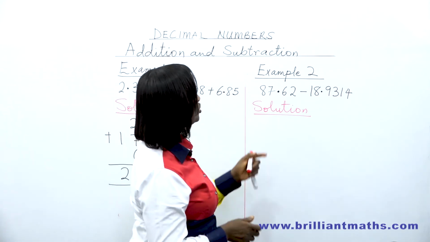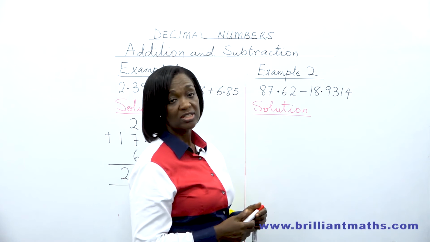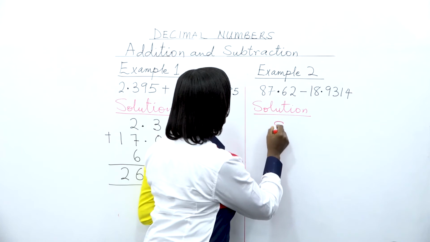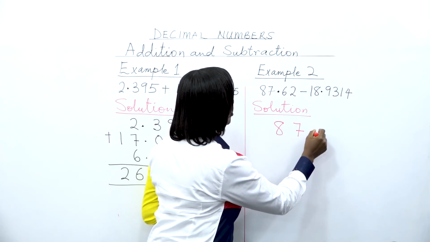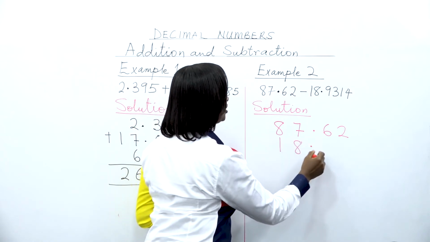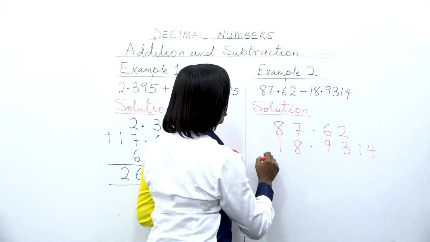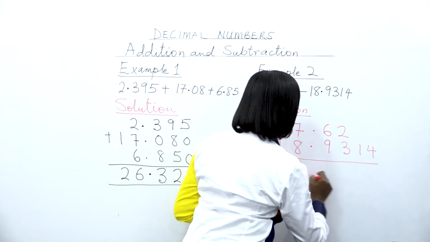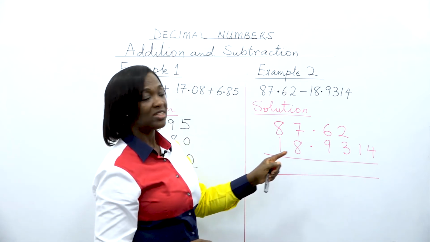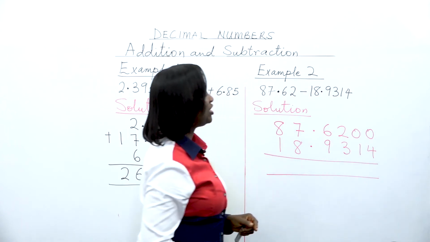In the second example, we want to subtract 18.9314 from 87.62. Again, align the decimal points. It must fall on a straight line. 87.62 and 18.9314. We want to take away. We're subtracting. So here, we must write the zeros as placeholders for those place values, those columns.